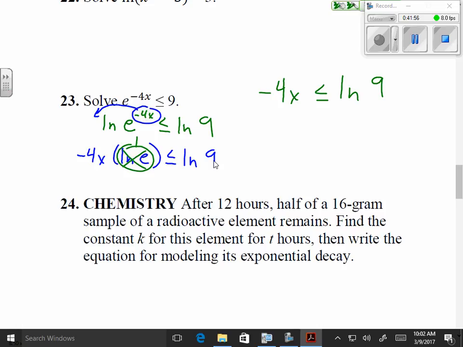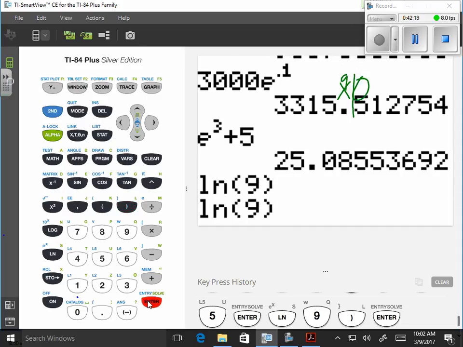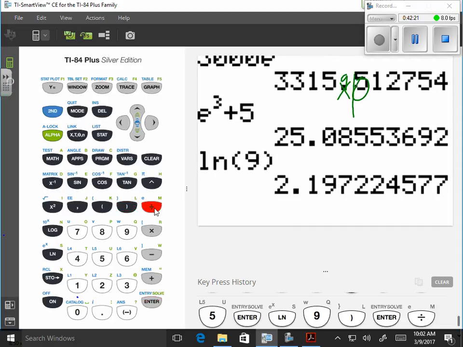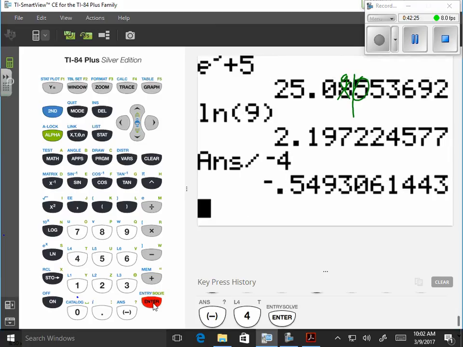Divide both sides by negative 4. And I do have to reverse the inequality still. Greater than or equal to, and let's put that in our calculator, natural log of 9 divided by negative 4. Negative 0.5493.